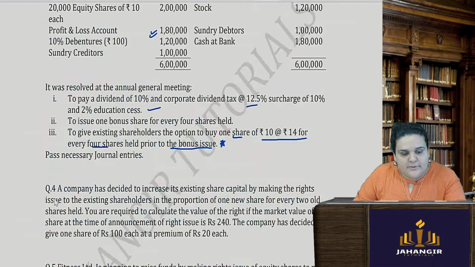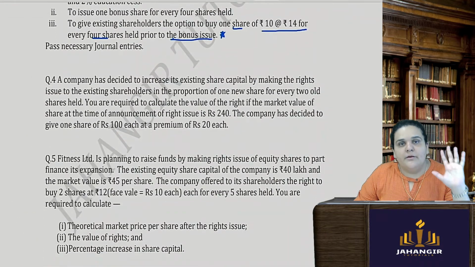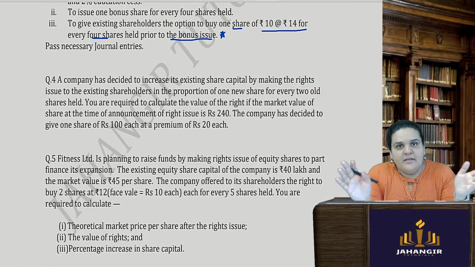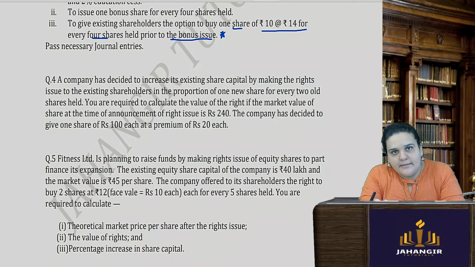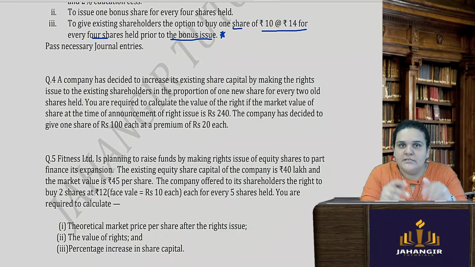I'm moving to the next question. Now this was all relating to bonus. Very easy. For bonus, first we find out the ratio of the bonus, the number of shares to be given as bonus, multiply by the face value, and then use your reserves accordingly. That's it for the bonus. Now coming to the right shares. Okay, we have to find the value of right.